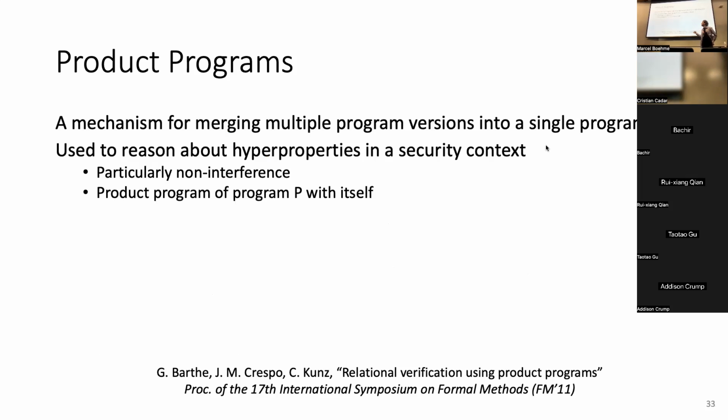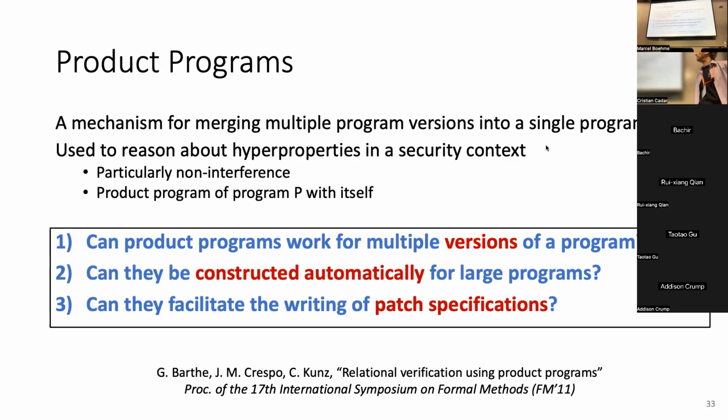You can see it as a mechanism for merging multiple program versions into a single program. It's typically used to reason about hyperproperties in a security context, particularly non-interference. In that case, you build a self-product program: you take the same program and merge it with itself. And this is the paper that introduced the version of product programs that I have in mind.